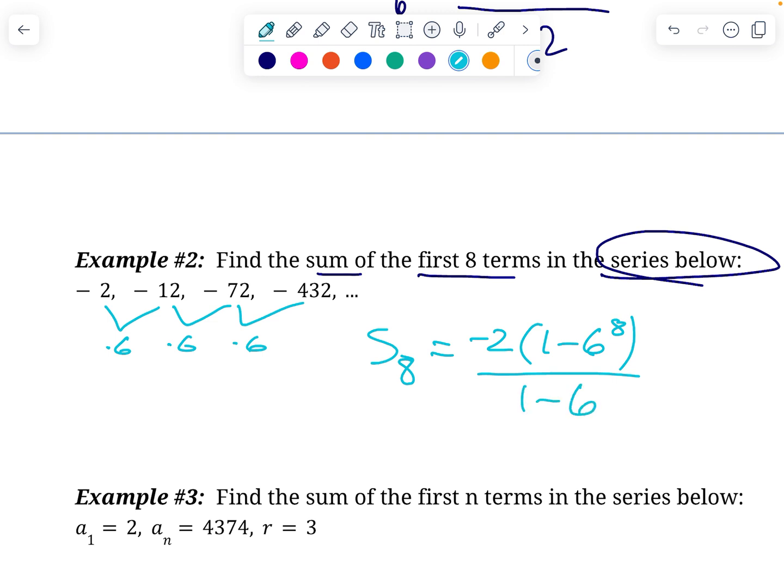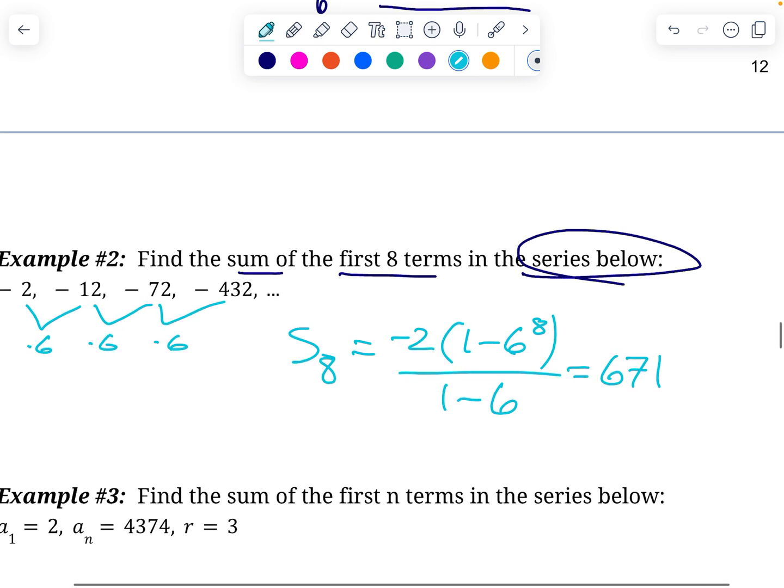Okay. Take a second, toss it in your calculator. I will too. I just came woefully underprepared. I should have been more prepared than this. I got 671,846. Cool.